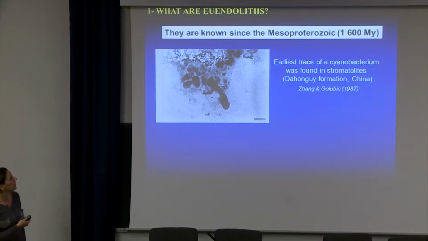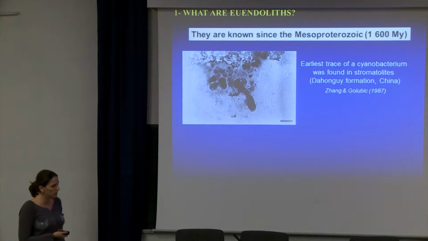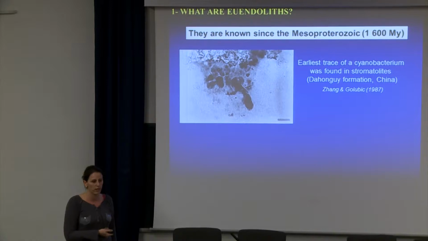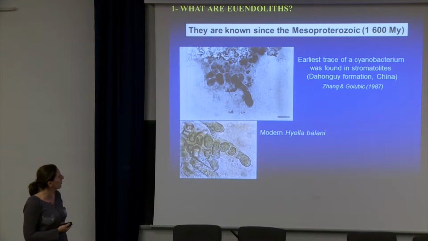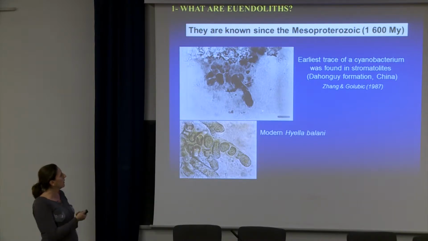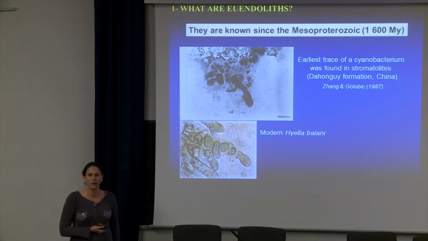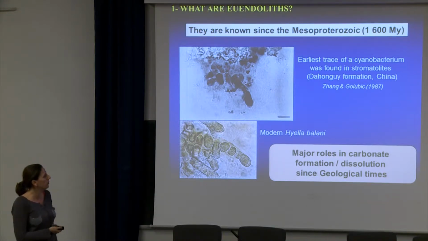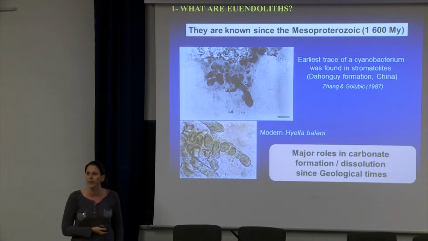These organisms are known since the Mesoproterozoic, which is about 1.6 billion years ago. The first trace was of a cyanobacterium found in stromatolites in China. And here is what is probably the modern counterpart of that cyanobacterium, which we believe is Hyella balani, a common cyanobacterium found in coastal environments. So those organisms have been known to play a major role in carbonate formation and dissolution since geological times. The problem is that usually they are overlooked.